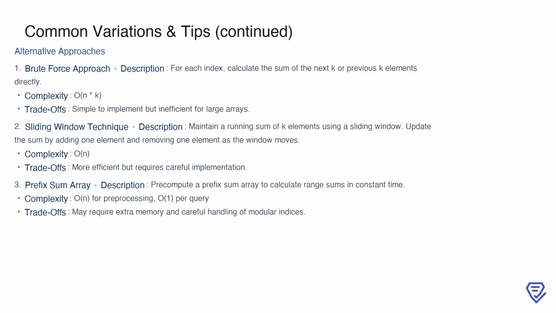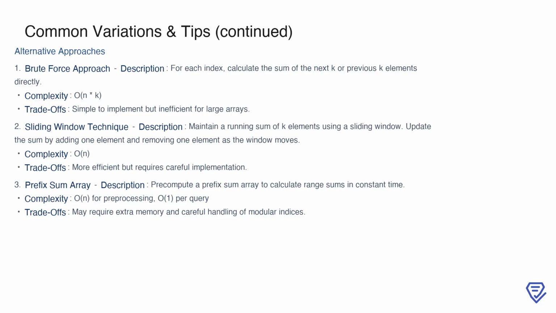A more efficient method is the sliding window technique. Here, you maintain a running sum of k elements and update it by adding one element and removing another as the window moves along the array. This reduces the time complexity to O(n), though it requires careful implementation to handle edge cases and modular indexing.